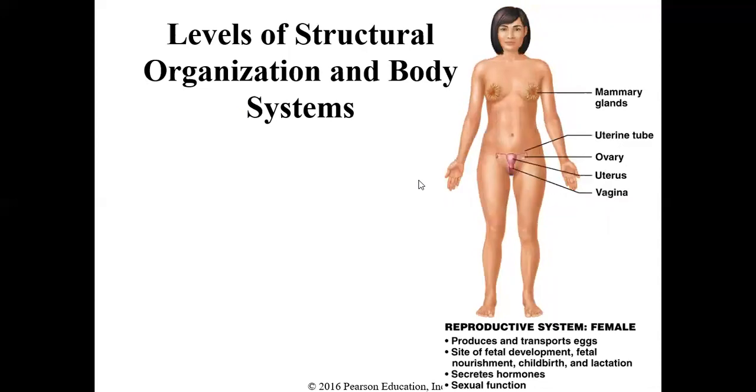For the female reproductive system, this will be the last unit that's covered in 169 usually. And you see for the female, it's producing, transporting the egg cells, and it's a site for fetal development, secretes hormones, sexual functions, all of that, and you can see some of the major structural anatomy for the female reproductive system.